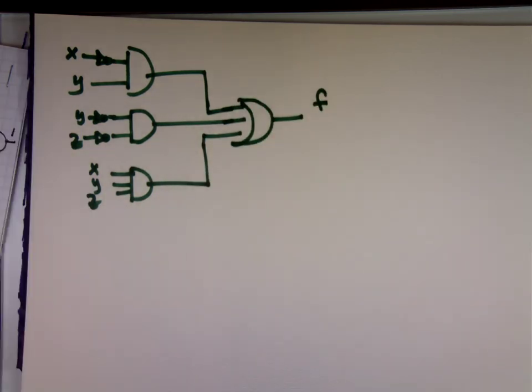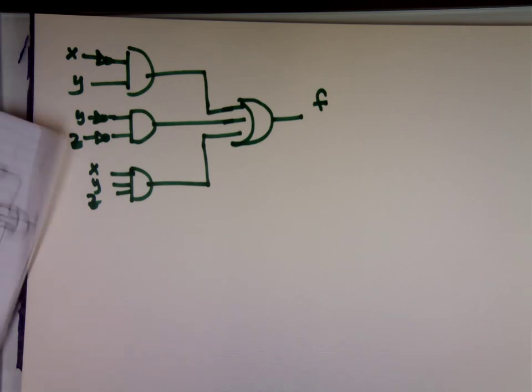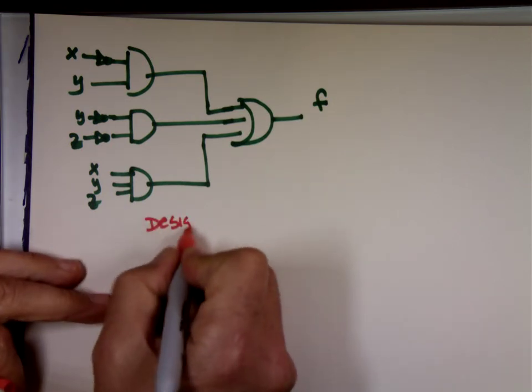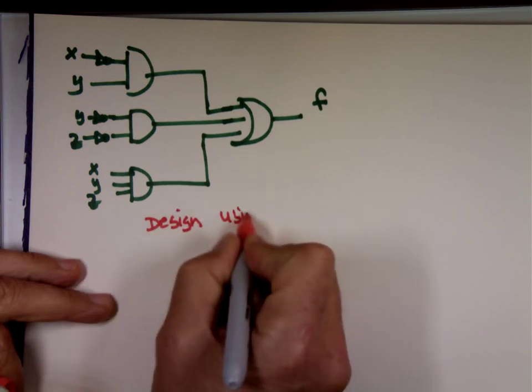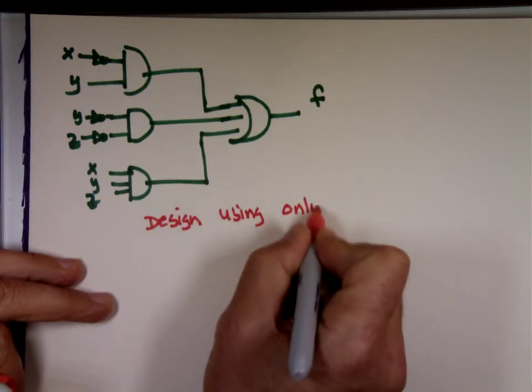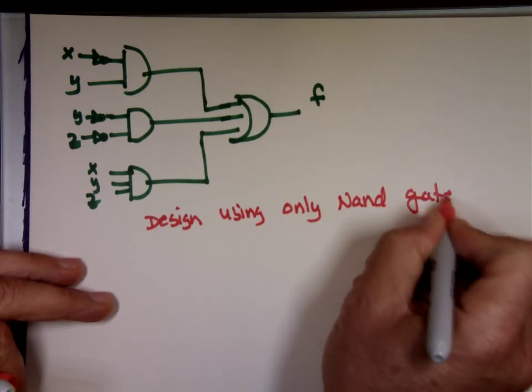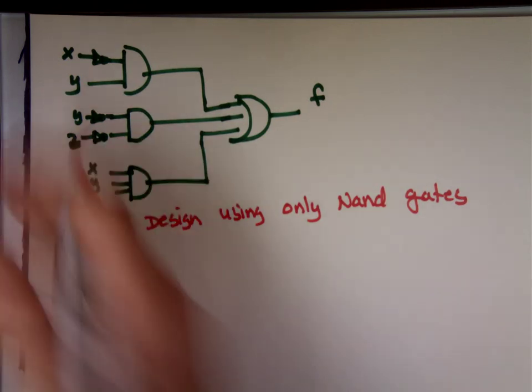And I said, you know what? I don't want to use AND and OR and all these gates. Just use one type of gate. I'm tired of all these different chips on the board, and maybe I can eliminate some of them. I want you to design this using only NAND gates. Only NAND gates. Design using only NAND gates. Only. No OR gates, no NOT gates, no AND gates, only NAND gates.